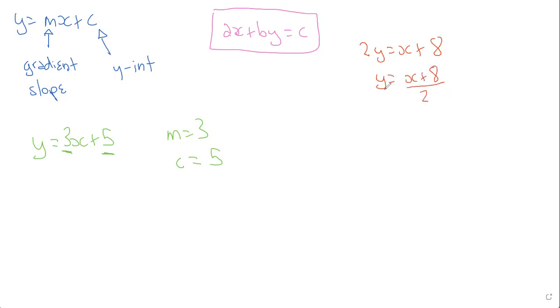Now, this is fine. This is a correct answer, but it's still a bit hard for me to see what the gradient is and what the y-intercept is. So what I'm going to do is divide both of these by 2, right? I can't just divide one bit by 2. I have to do all of it by 2. So x over 2, well, isn't that the same as half x, right? 1 divided by 2, that's half. And then 8 divided by 2 is 4. So that means the slope is half and the y-intercept is 4. Now that it's in this form, I can just read my answers straight off it.